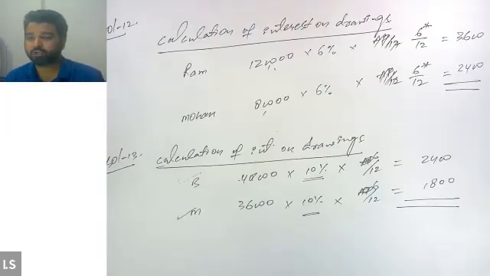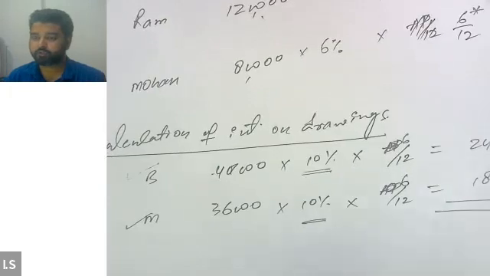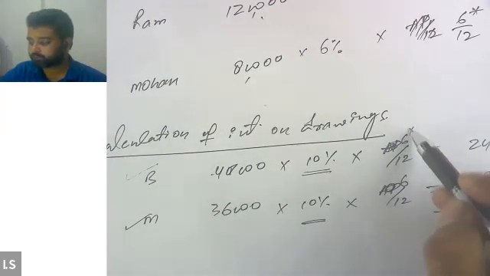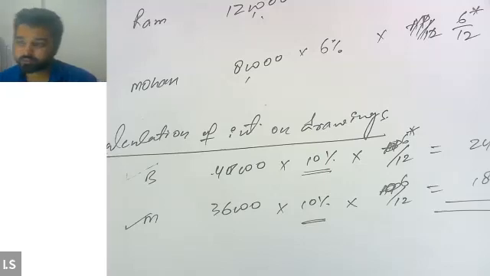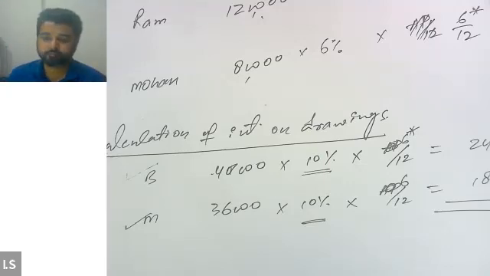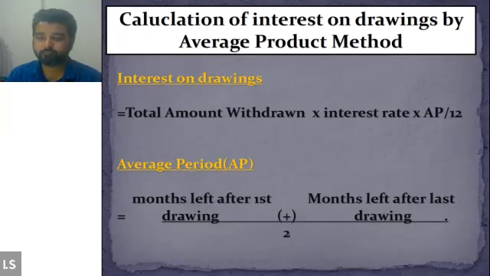See, total amount is, in case, let's just focus on B. B has withdrawn a total amount, total drawings of B is 48,000, right? Is that correct? Then the rate of interest that will be charged from B is 10%, and we have multiplied it with the average period divided by 12. The average period that is taken is 6 because withdrawal has been made at the middle of the month. Then we divide it by 12. Is that clear, everyone? Yes, sir, yes.